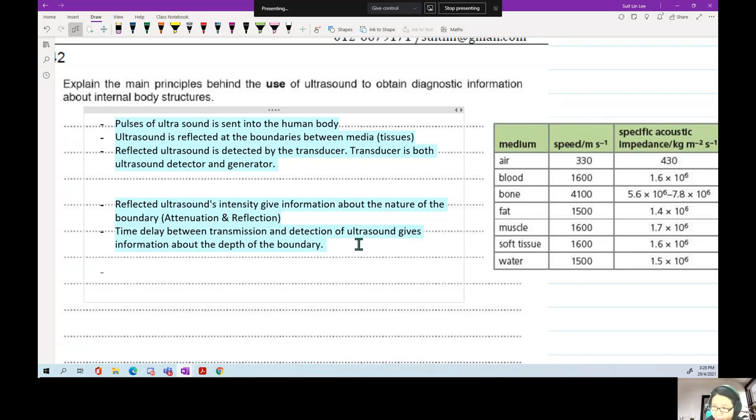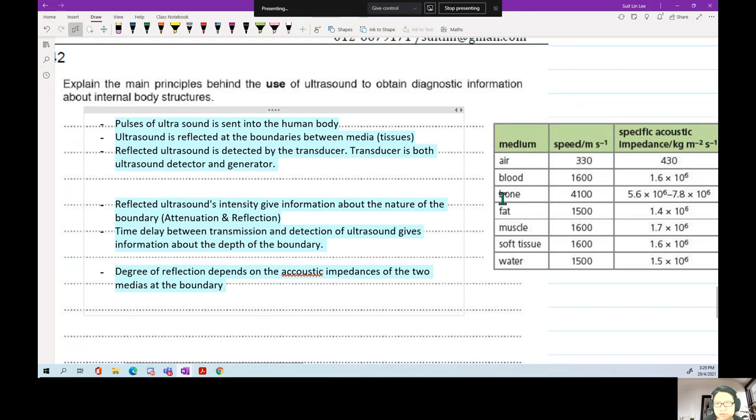And you could also say that the degree of reflection depends on the acoustic impedances of the two media or tissues at the boundary. When we say media, we just mean the medium that the sound wave is traveling in. So we call it media. Okay, what else can we write? We can use the gel. Gel is used to minimize reflection at the skin or maximize transmission into the skin.